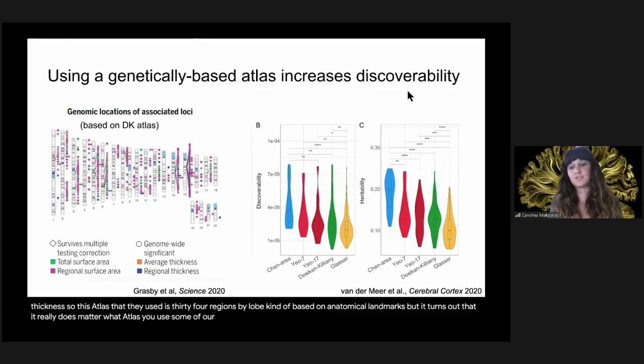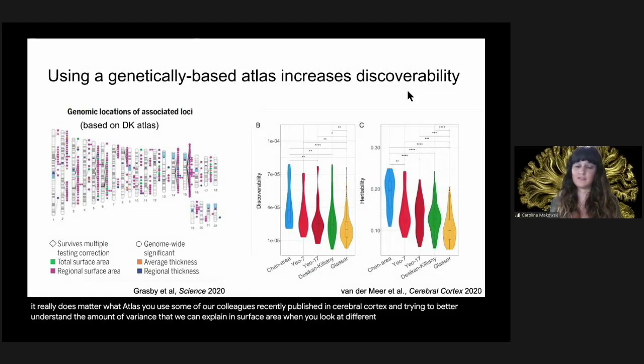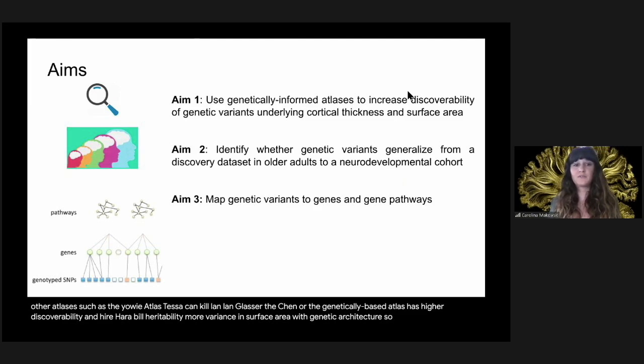So some of our colleagues recently published in Cerebral Cortex, trying to better understand the amount of variance that we can explain in surface area when you look at different atlases. So in blue here, where you see Chen area, is actually a genetically based atlas that I'll be discussing more today. And what you can see compared to other atlases, such as the Yao atlas, Cetin-Karayumak, and Glasser, the Chen, or the genetically based atlas, has higher discoverability and higher heritability, meaning that it's explaining more variance in surface area with genetic architecture. So the aims of this study are threefold.